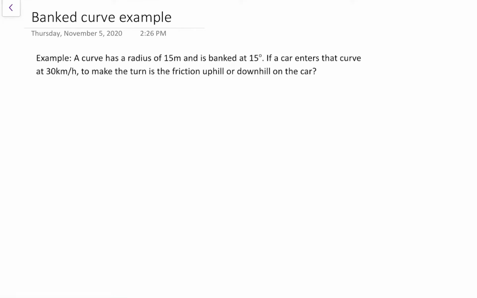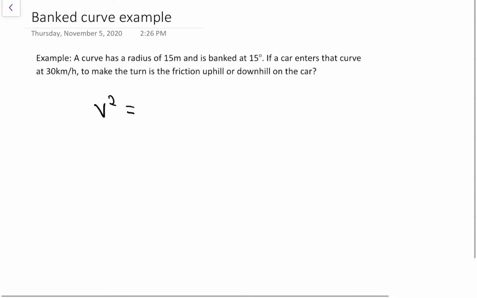Here's how we work banked curve questions. You're going to be given a bunch of numbers. We're going to use the condition that we just proved. Hopefully you watched the last video, or you'll need to figure out where to get it from. I'm not going to reprove it every question.